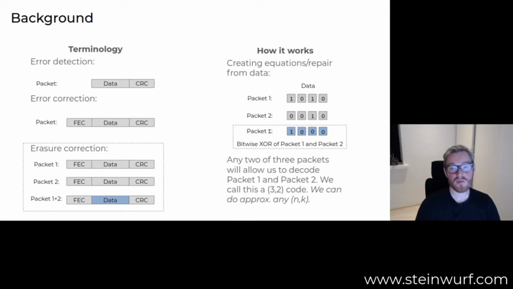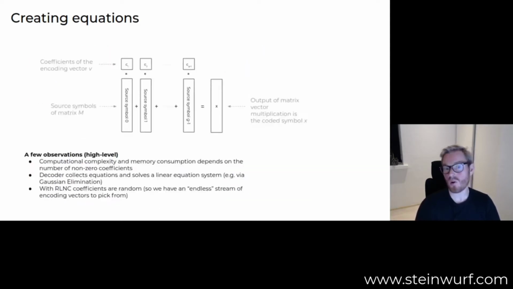This is really a powerful technique for dealing with packet loss. And using some more sophisticated mathematics, we can actually do approximately any n,k code to match the size of our input to the packet loss that we are expecting to observe on the network. So if we look at this concept of creating equations, that is really at the heart of all erasure correcting algorithms. So let's generalize that a little bit and see how we do it from a more general perspective.